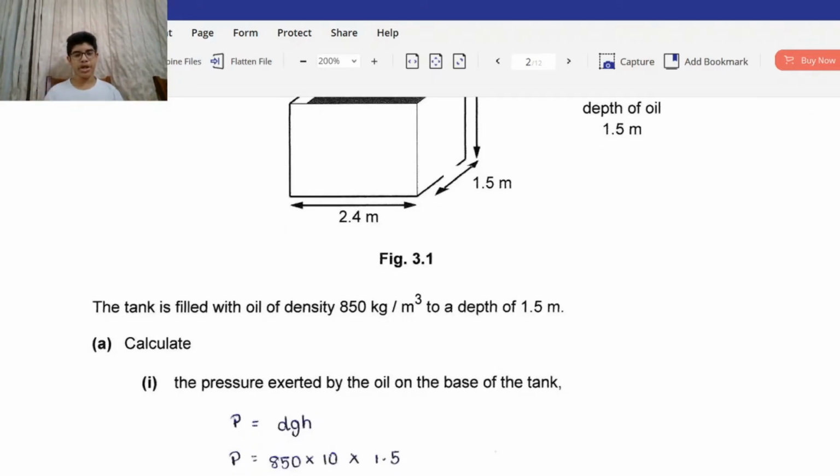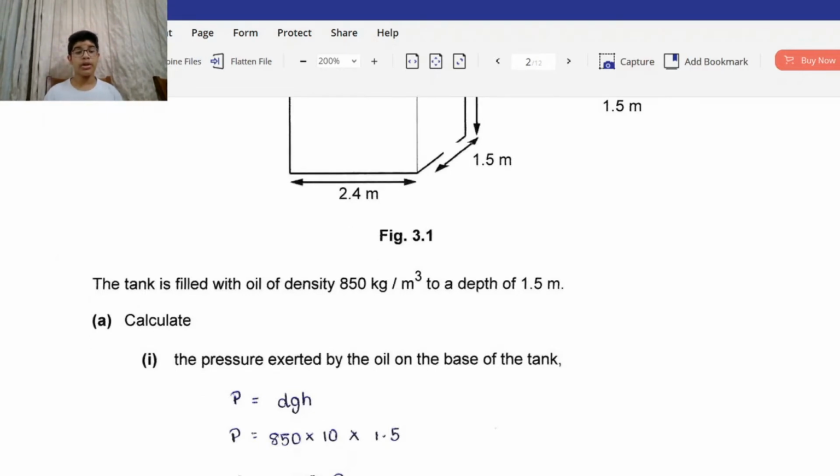Now, when we talk about pressure, we need to know the formula for pressure. We are given density, we're given depth, and we know g, as in gravitational strength or gravitational pull. So the formula to use is dgh, density times g times height. We write down the formula and put in the variables: 850 times 10 times 1.5, and we get that the final pressure is 12,750 pascals.